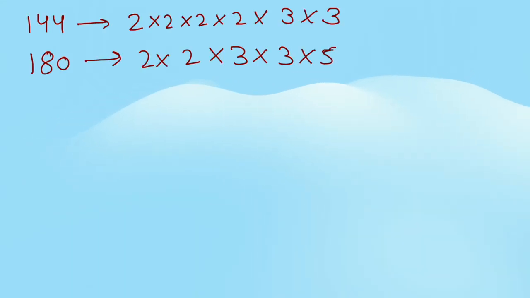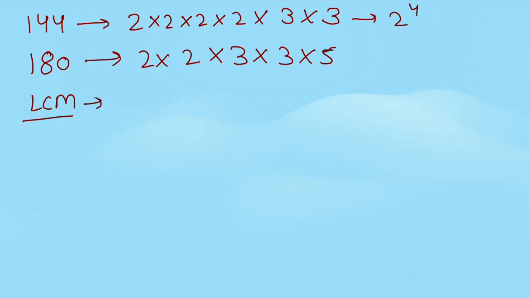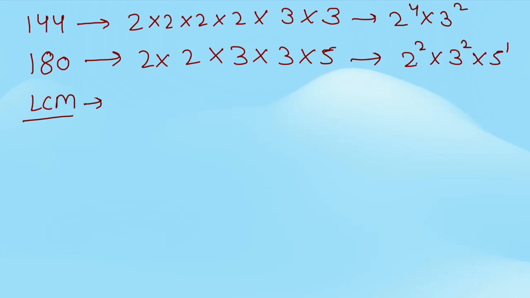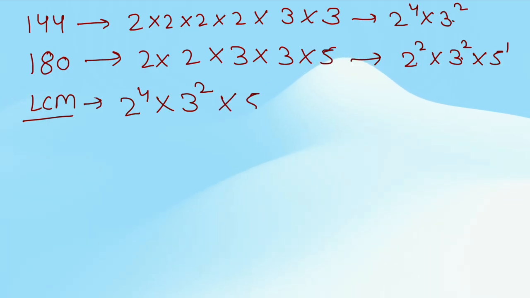See, if I try to find the LCM of these two numbers, 144 is 2 to the power 4 into 3 to the power 2, and 180 is 2 square into 3 square into 5 to the power 1. So the LCM will be the higher power of 2, so 2 to the power 4, higher power of 3, 3 to the power 2, and higher power of 5, so 5 to the power 1. This will be the LCM.